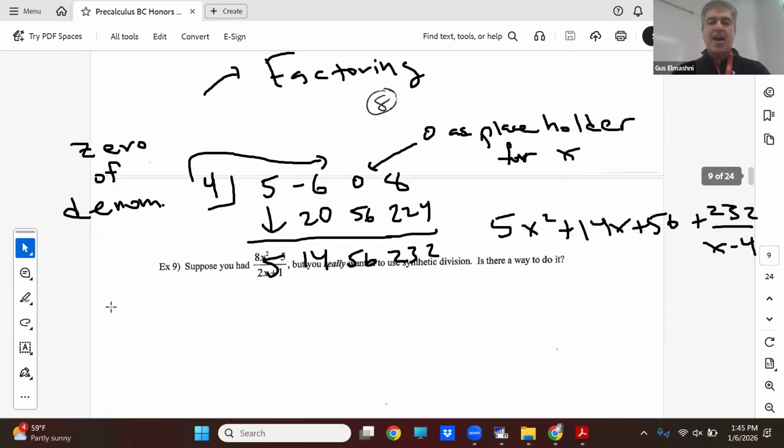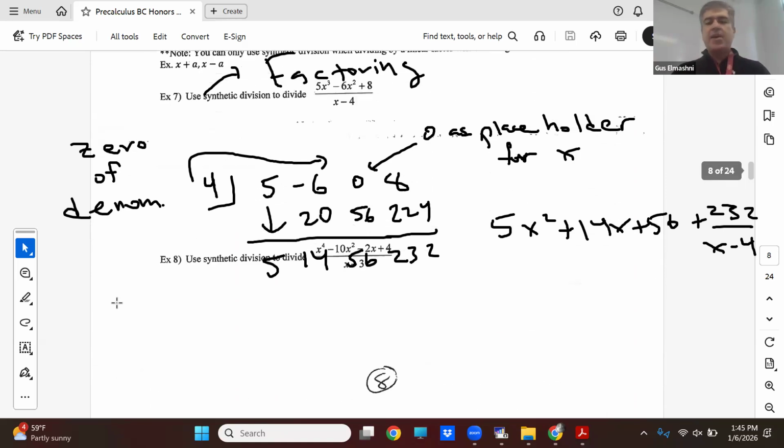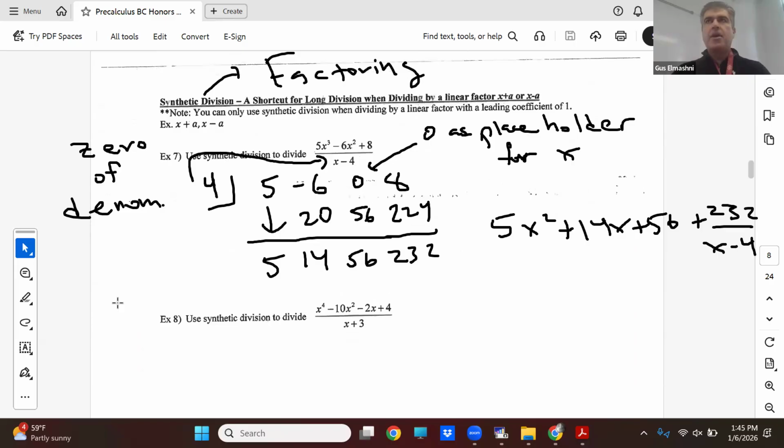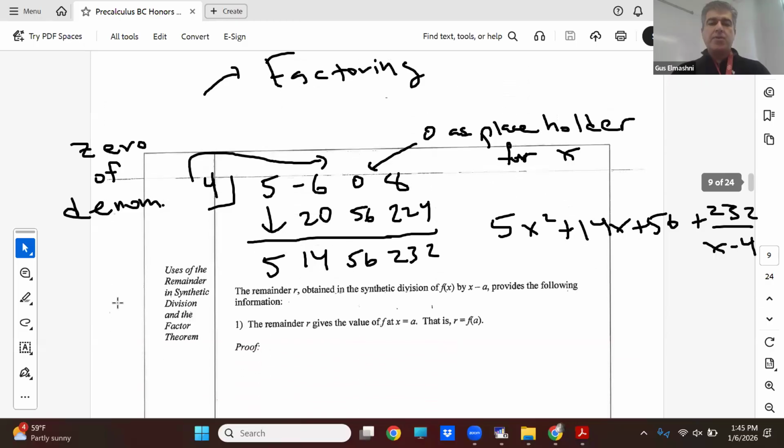I think I did say not to do long division, but you can if you want. I don't care. But synthetic division can only be done when the divisor is a linear binomial. I'll skip example 9 as well.